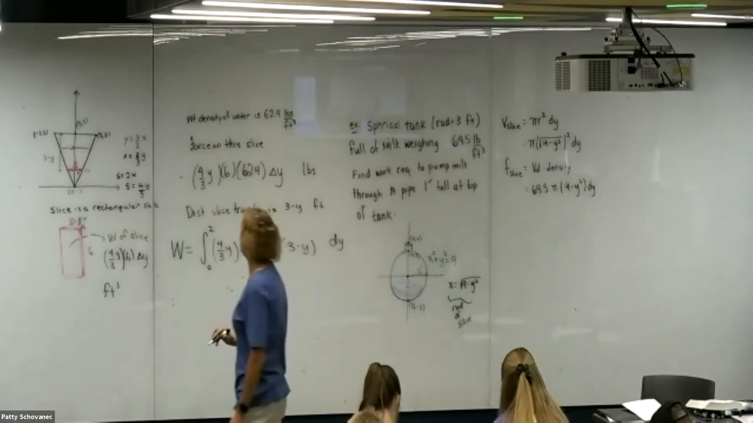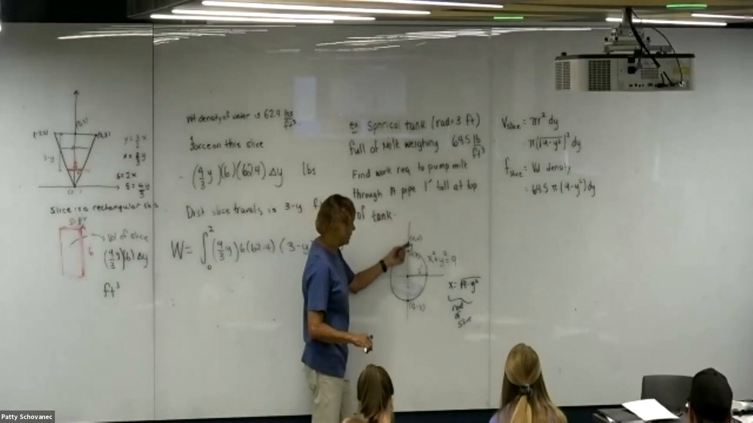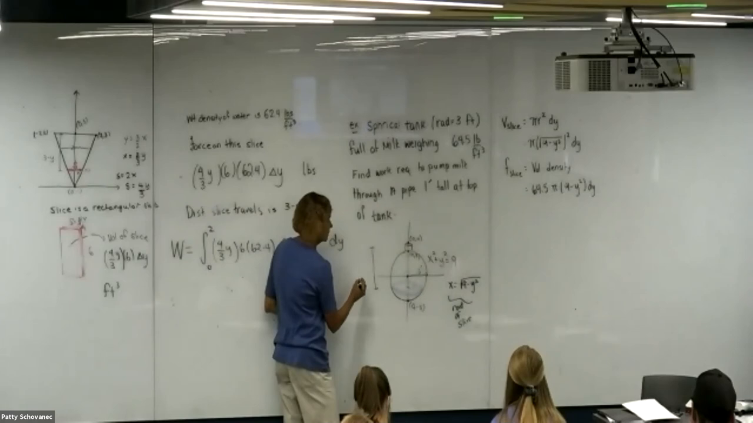The last part of our integral requires the distance that that slice has to travel from its position on the y-axis to the end of its pumping distance. So here we're going to go from any y value between, is it full? Yes. We're going to go from any y value between -3 and 3, and we're going to take it to a y value of 4. So what's my distance going to look like? 4 minus y.